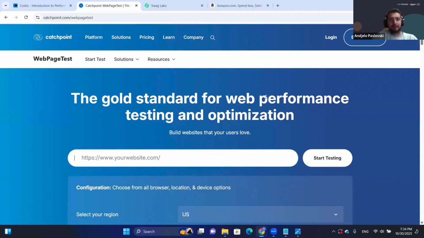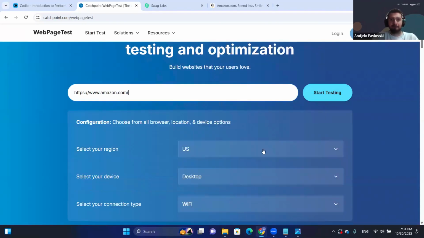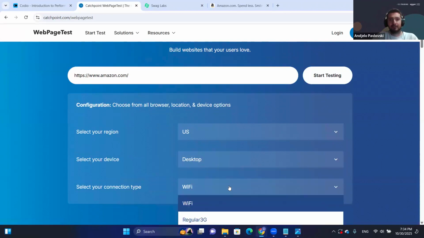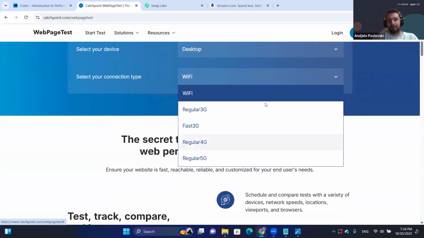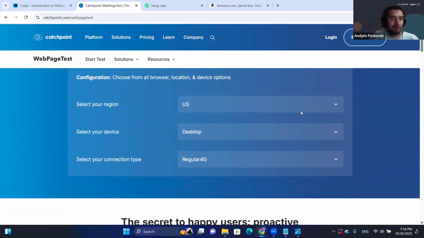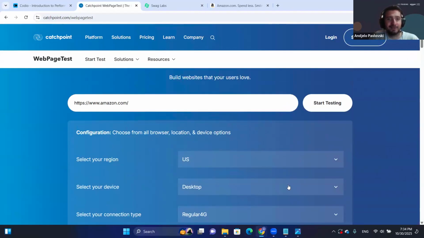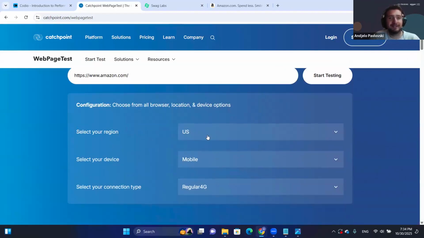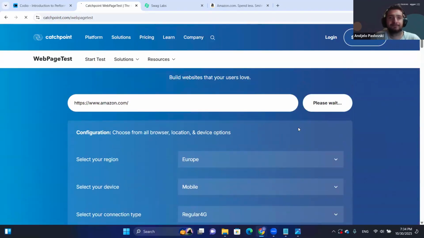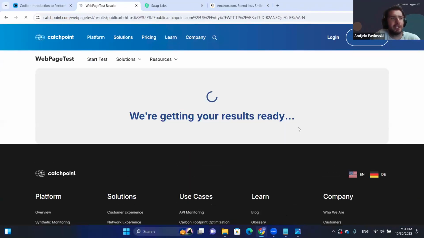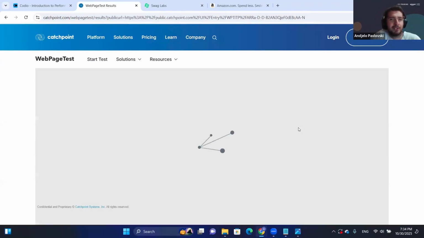We're going to paste it inside the URL here, and let's put 4G. I don't have 5G, so let's say 4G is something that interests me, and I'm using mobile. So let's do a bit of a different test this time. I'm going to change it to mobile, and I'm going to set it to Europe. So let's see what happens now. Let's see what the results are. And you can play around with many pages like this.